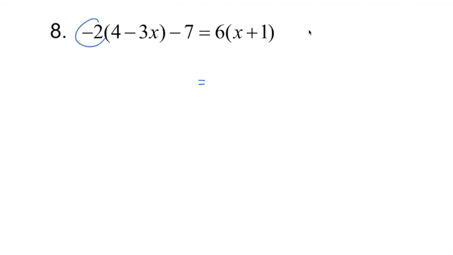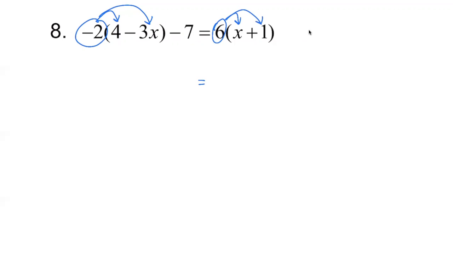So first, I recognize that there's a number in front of the parentheses, and there's nothing else we can do inside the parentheses. There are no like terms. 4 and 3x, they're not like terms. We cannot combine them together. So we're just going to go ahead and distribute the -2. And on the right hand side, we also see a number, the number 6 sitting right in front of the parentheses. We will go ahead and distribute that too.